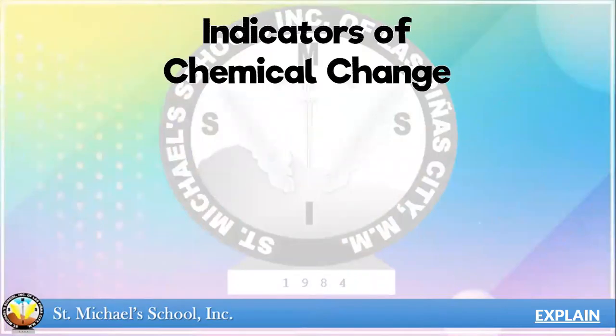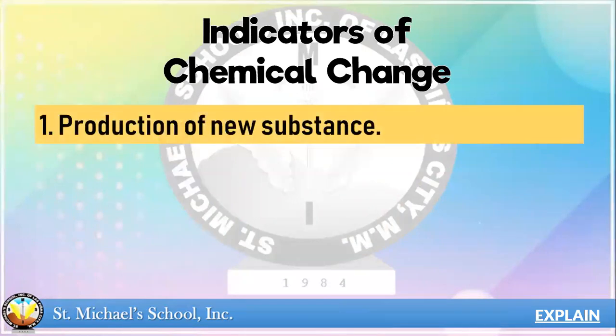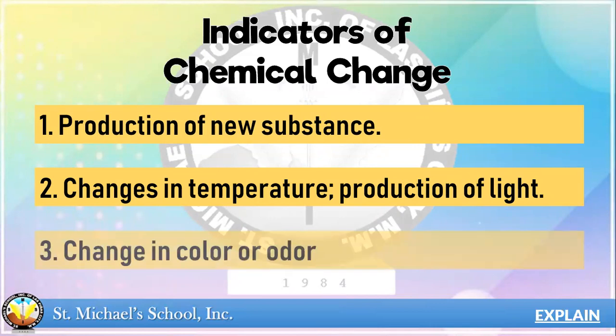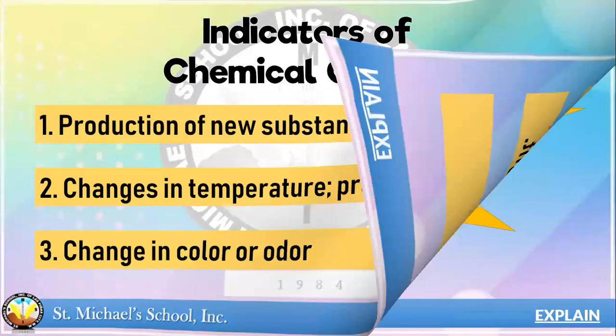So what are the indicators of chemical change? First, it can produce a new substance. Second, changes in temperature, and also it produces light. And third, change in color or odor.